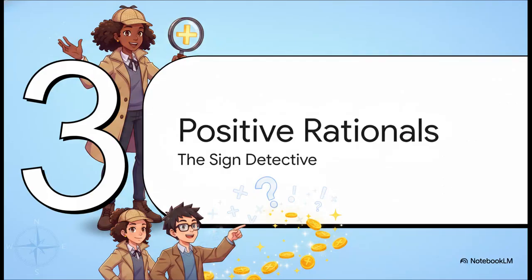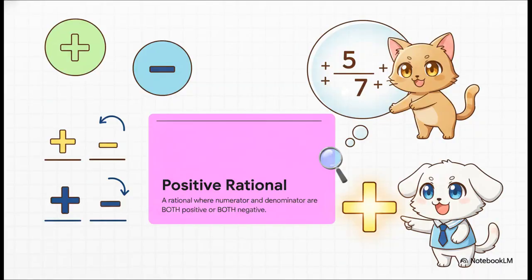Section 3. Positive rational numbers. The sign detective. Now that we've got the basic format locked down, let's play detective and figure out how to actually classify these things, starting with positive rational numbers. The absolutely crucial point here is that for a fraction to be strictly positive, the top and bottom must match in their signs. Take 5 over 7. Both are positive integers, making the entire rational number undeniably positive. Pretty straightforward, right?